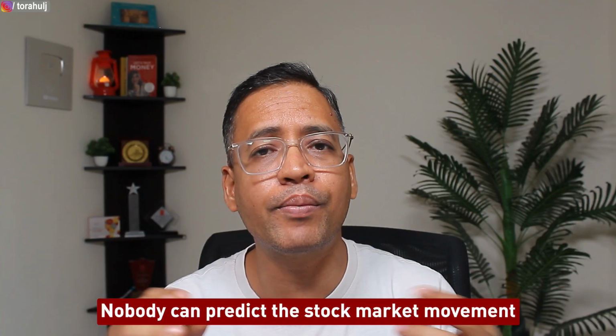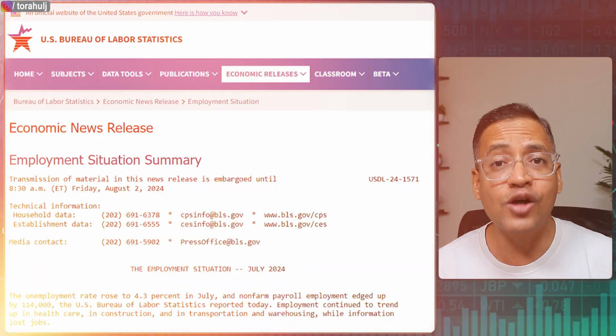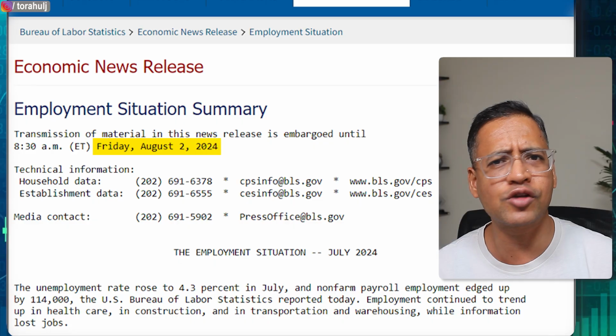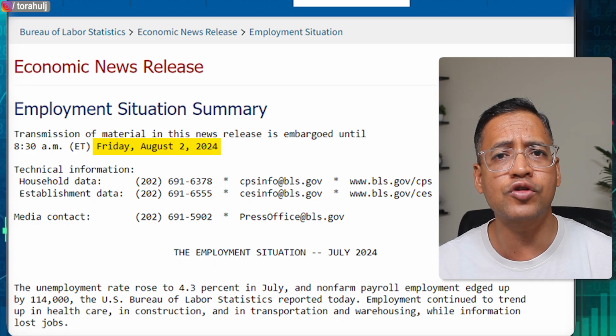An important takeaway for you here is that nobody can predict the stock market movement, because as you can see, this data about unemployment rate was only published a couple of days back. So how can people predict about whether the stock market will fall or not? Because it is the data point that is driving the fear in the market, and investors are selling off their equities.